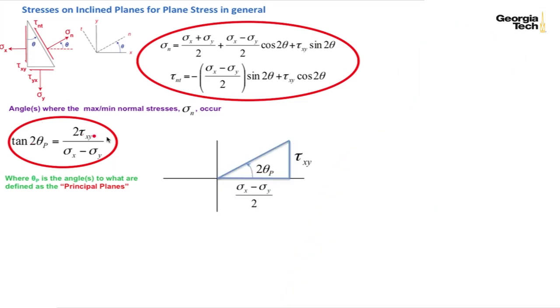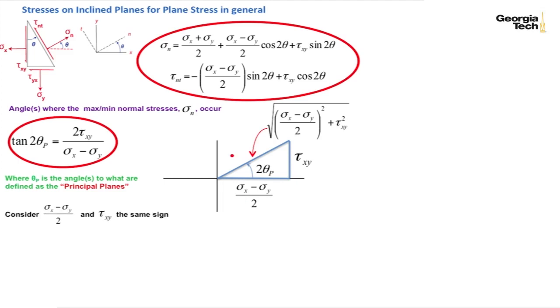Since it's a tangent, opposite would be tau xy over adjacent, which would be sigma sub x minus sigma sub y over 2. Knowing those two perpendicular sides, by the Pythagorean theorem we can find the hypotenuse. So let's now consider both tau xy and sigma x minus sigma y over 2 being the same sign. Let's first consider them to both be positive as I've shown here. If they're both positive, we see that 2 theta sub p has to be between 0 and 90 degrees. They can also have the same sign if they're both negative, on the top and the bottom. Then we're going to be between 180 degrees and 270 degrees, because we have a negative in the tau xy or the shear stress direction and a negative in the sigma x minus sigma y over 2 direction.